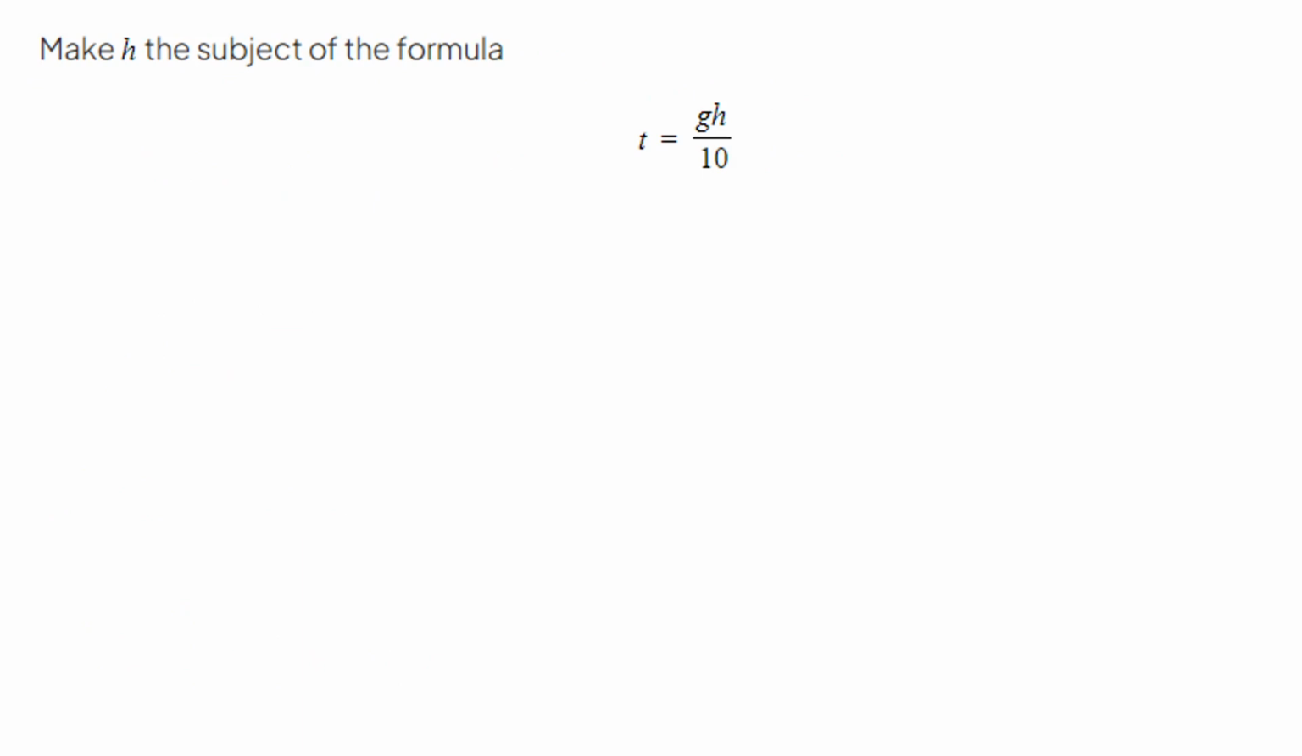It's the same thing like here. T is equal to g times h over 10. So work out what h is equal to. Right, well, the first thing we need to do is take it out of the fraction. How are we going to do that? We're just going to times both sides by 10. So then 10t is equal to gh.